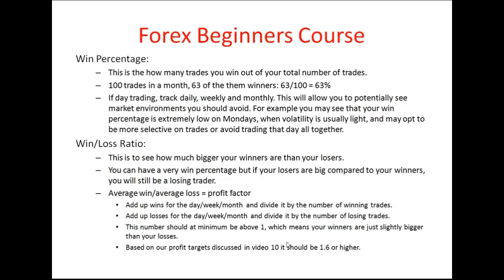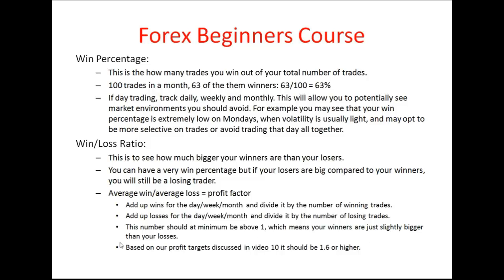Ideally you want to be above 1. If we look to the profit targets I discussed in video 10, you are going to have a profit factor of at least 1.6, or a win-loss ratio of at least 1.6, because your winners are always at least 1.6 times your risk. So if you're risking 1 pip on a trade, you're making 1.6, or if you're risking 10 pips, you're making 16 pips on the winner.